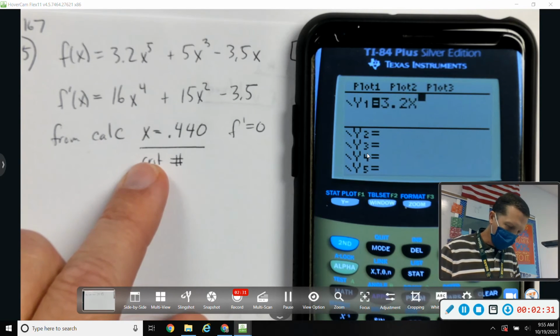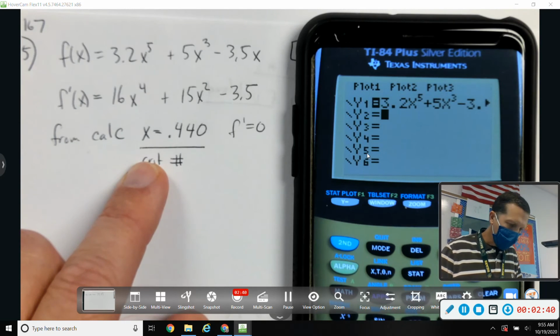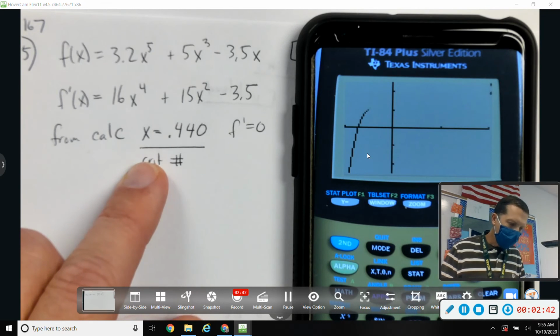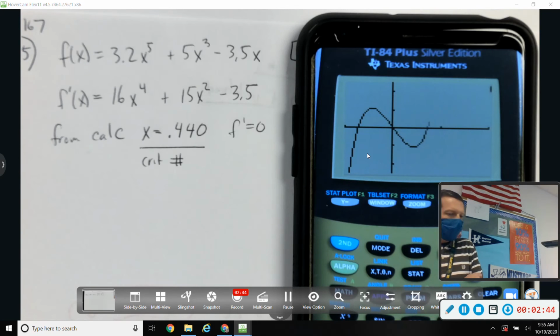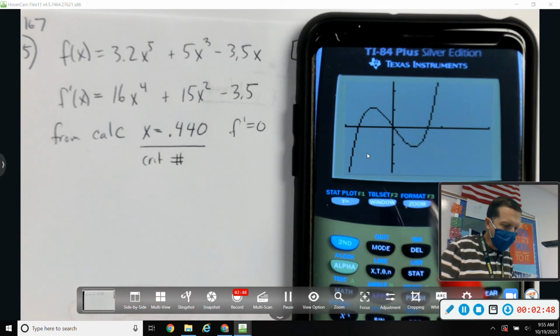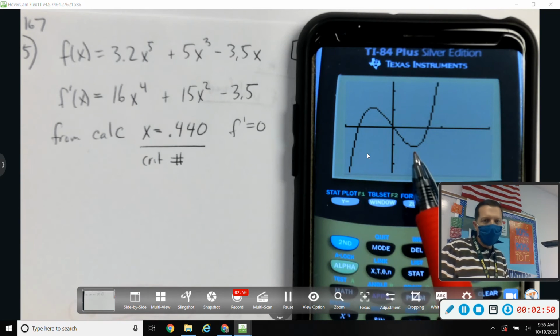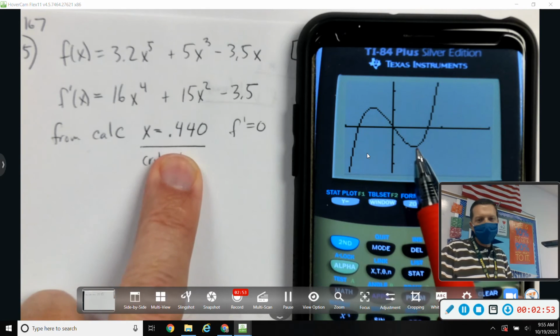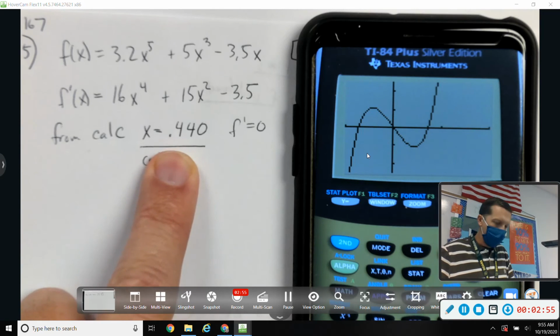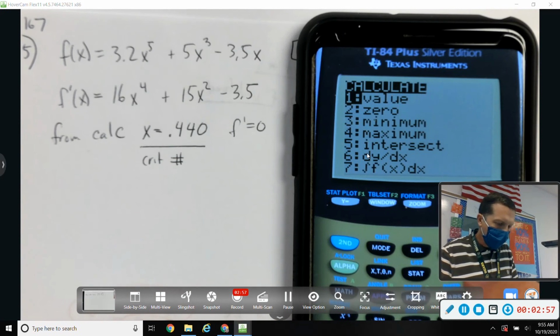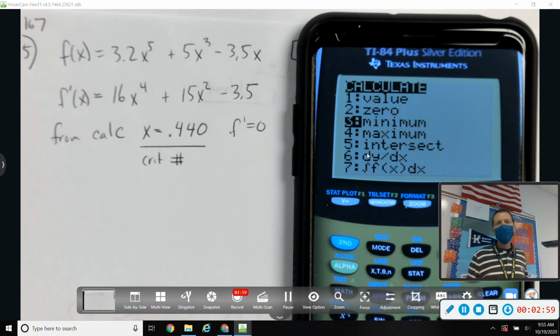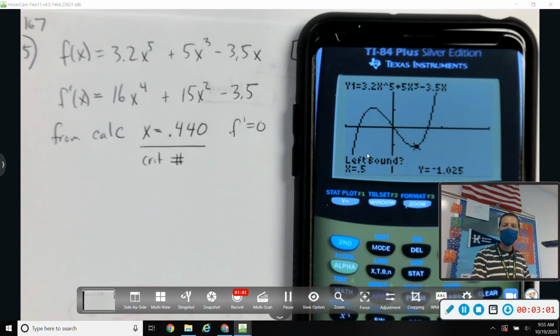think. 3.2x to the fifth plus 5x cubed minus 3.5x. So my guess is that this point, that minimum is probably at x equals 0.44. Second calc. Minimum, I don't know if you've seen this on the calculators. It'll find the minimum for you.